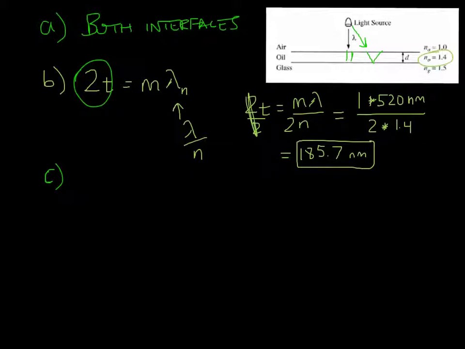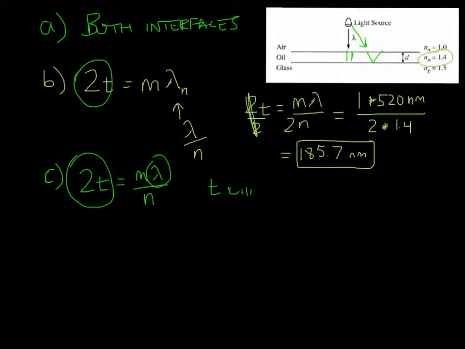So with this equation, the 2t is equal to m lambda over n. If this thing is essentially changing, that is going to change the wavelength. So since the t changes, that means the wavelength changes, and that's why you end up getting different colors of light.